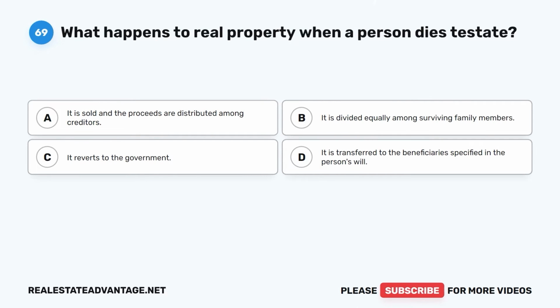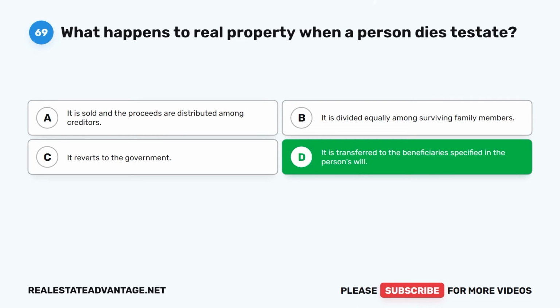Question 69. What happens to real property when a person dies testate? A. It is sold and the proceeds are distributed among creditors. B. It is divided equally among surviving family members. C. It reverts to the government. D. It is transferred to the beneficiaries specified in the person's will.